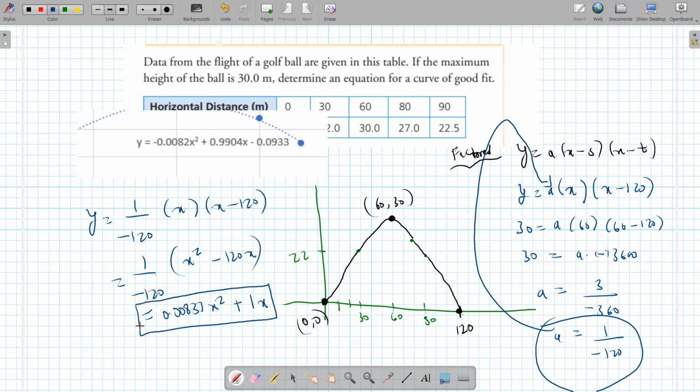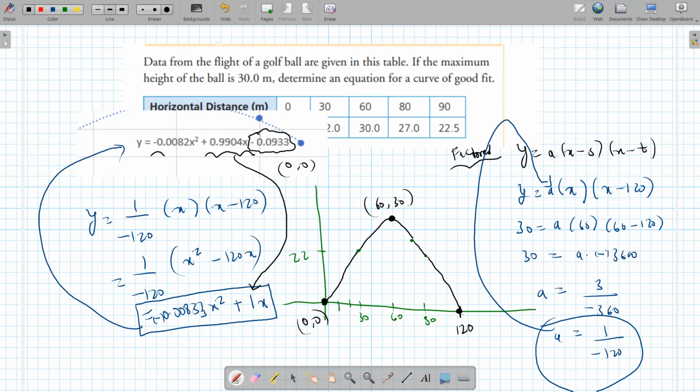Now compare this with this. Again, there's a negative sign. The y-intercept, you see this? The y-intercept is negative 0.09. It's almost 0. Yeah? It's very, very close to the origin. And for the x, technology got 0.99. We got 1. For the a value, technology and we both have almost the exact same numbers.